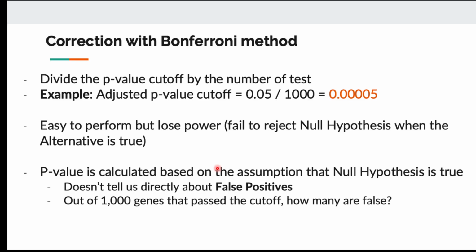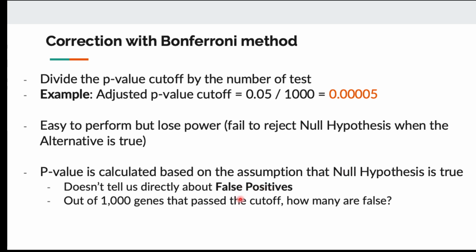Another limitation of Bonferroni is that you are operating on the p-value. The p-value, if we recall, is calculated based on the assumption that the null hypothesis is true. The null hypothesis is that the genes do not change. But when we analyze the data, we are actually focusing on the genes that are up or down regulated, and we want to be sure that those are correct. The p-value doesn't really say anything about the correctness of those genes, because it's calculated assuming there's no change.